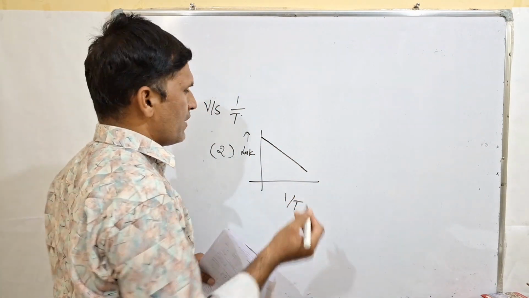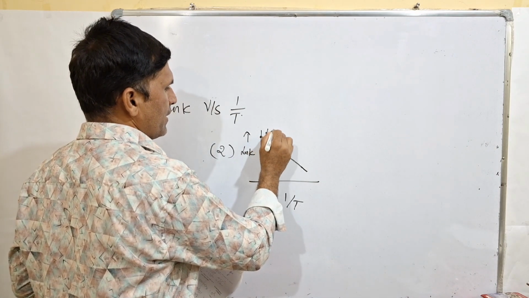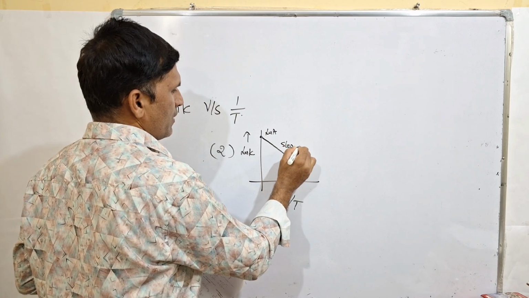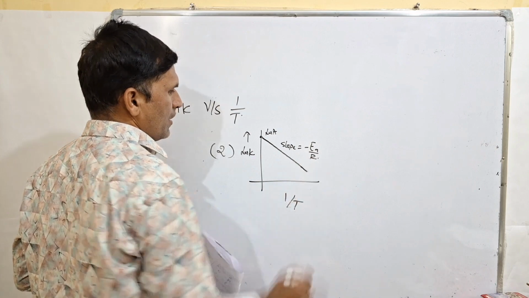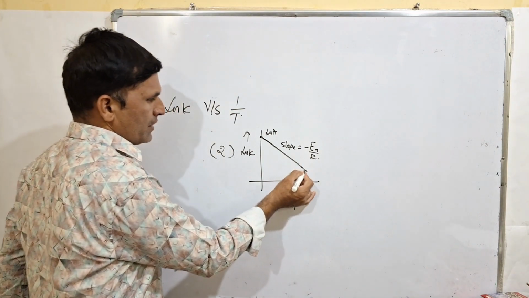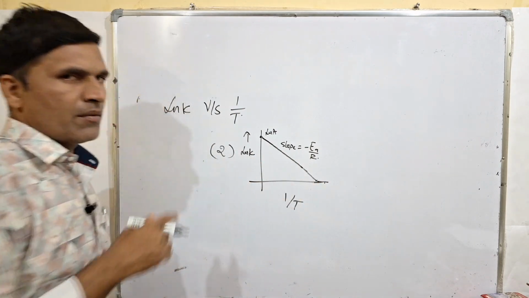It is given in your NCERT book, and this intercept is going to represent ln A, and your slope is equal to minus Ea by R. So therefore, the correct representation of the Arrhenius equation is option 2.